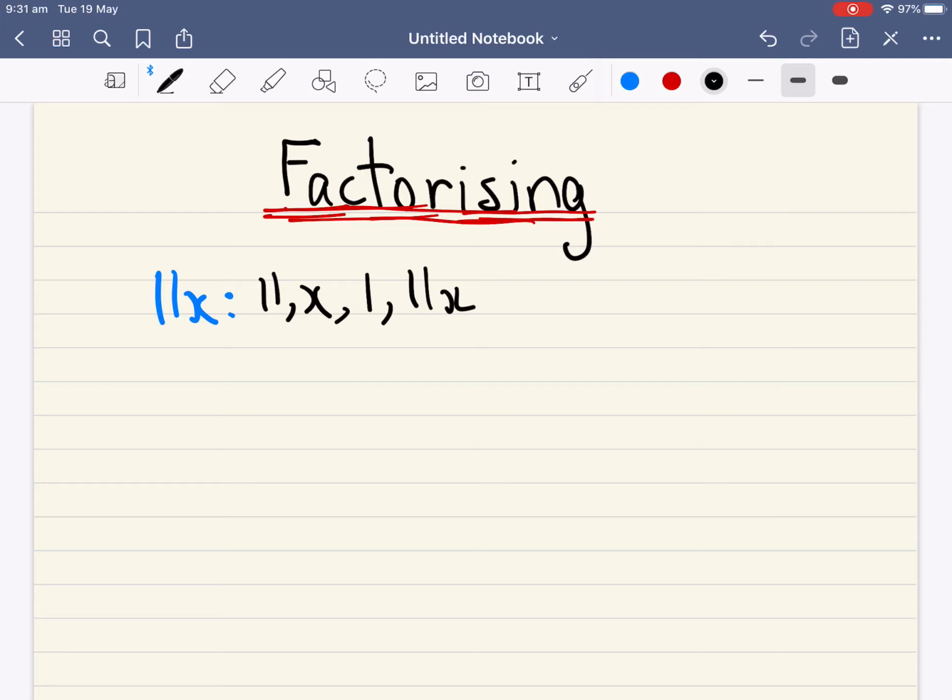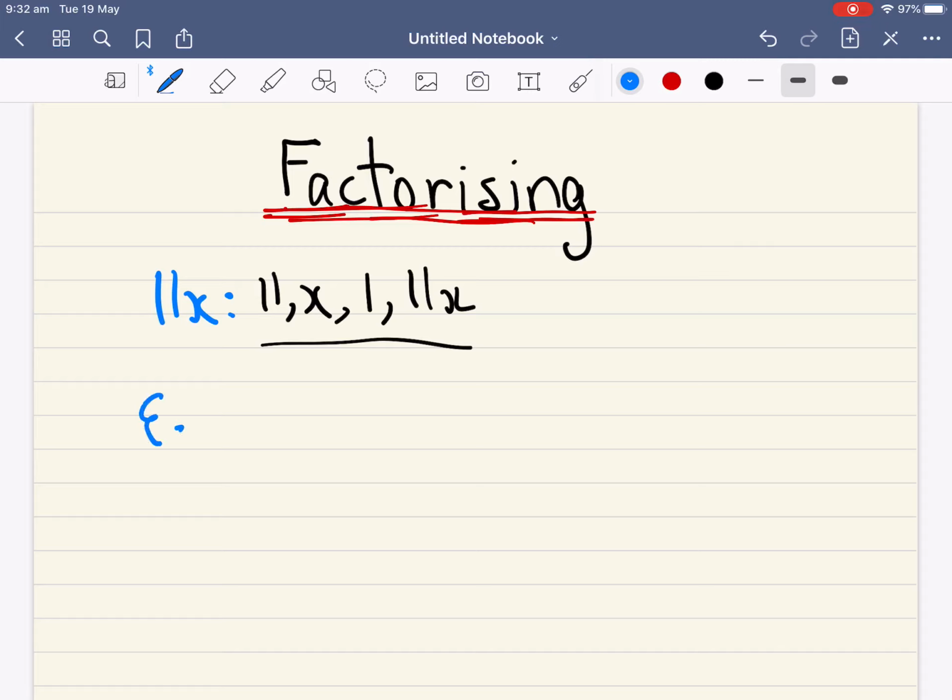All right, so if you haven't watched that video yet, or if you don't understand why these would be the factors of 11x, I strongly encourage you to stop this video now, go back and watch the factors video first, because it's going to make everything we cover from this point on make a whole lot more sense. All right, so let's just get straight into factorizing.